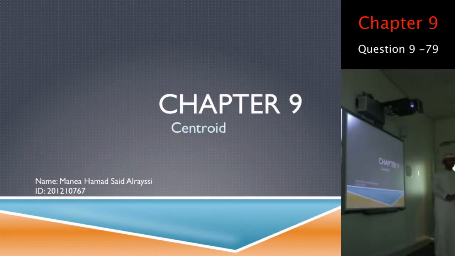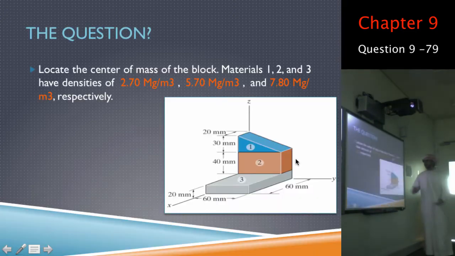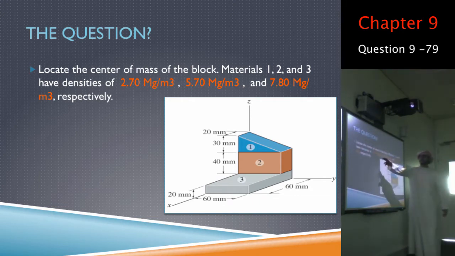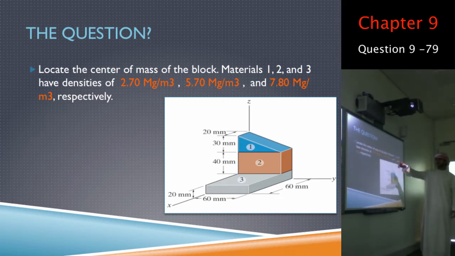Today I will present to you my project. It's about centroid in chapter 9. My question says, locate the center of mass of this block, which has three materials. Each material has its own density, which is 2.70 megagrams per meter cubed, 5.7 megagrams per meter cubed, and 7.80 megagrams per meter cubed, respectively.